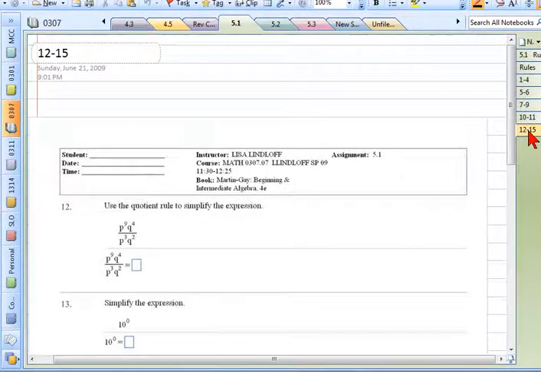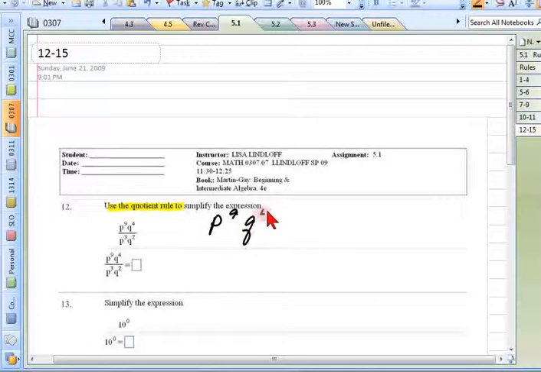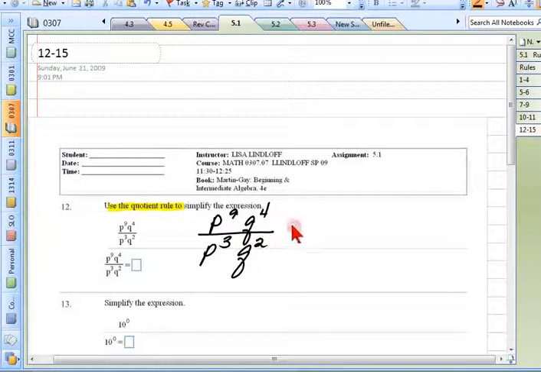All right, the last few problems. Problem number 12 says use the quotient rule. I have p to the 9th, q to the 4th over p to the 3rd, q to the 2nd. All right, what do I do when I have a quotient? Subtract. So I get p to the 9 minus 3 is 6. Q to the 4 minus 2 is 2. Quotient rule, subtract exponents.